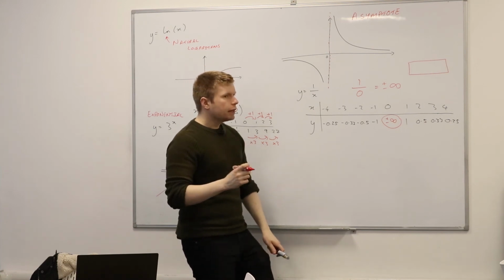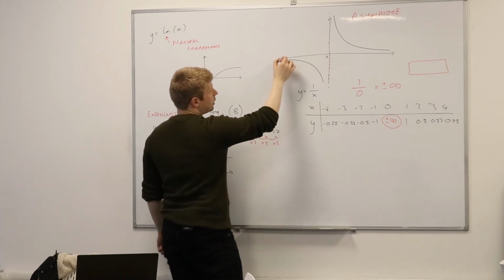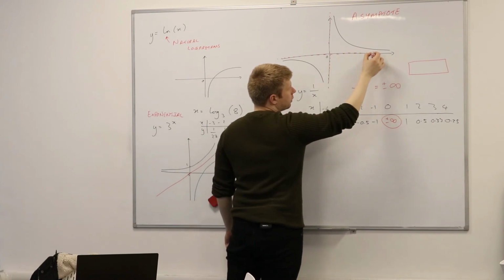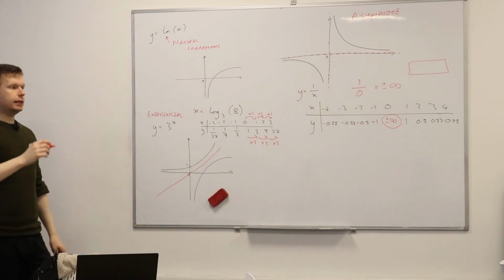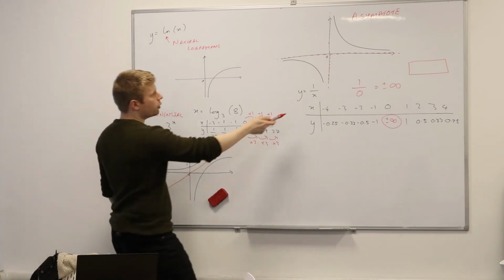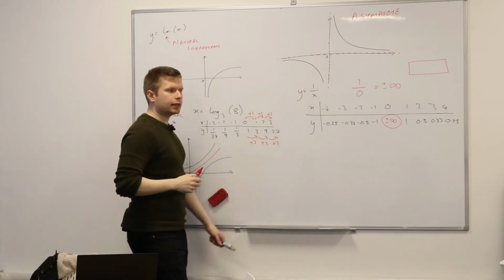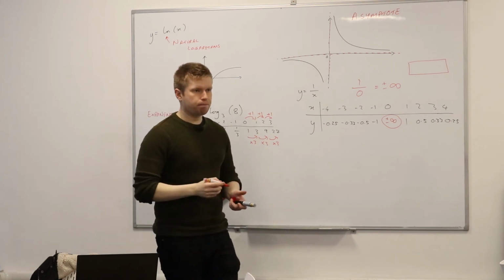Now, technically, there is another asymptote on here, and it's that one there, which is the x-axis. Because again, this thing will get infinitesimally close to the x-axis, but it will never ever reach it.